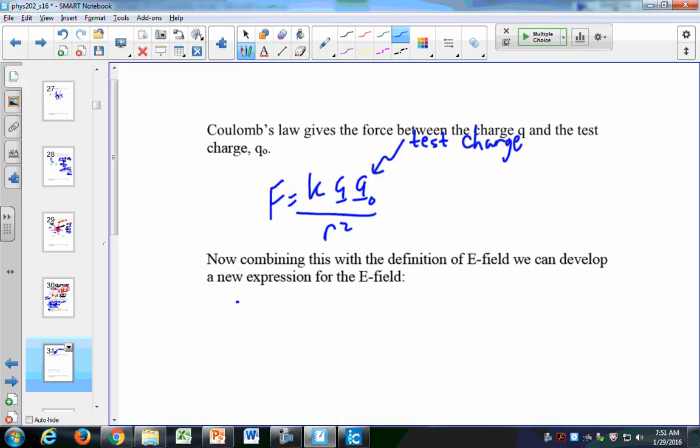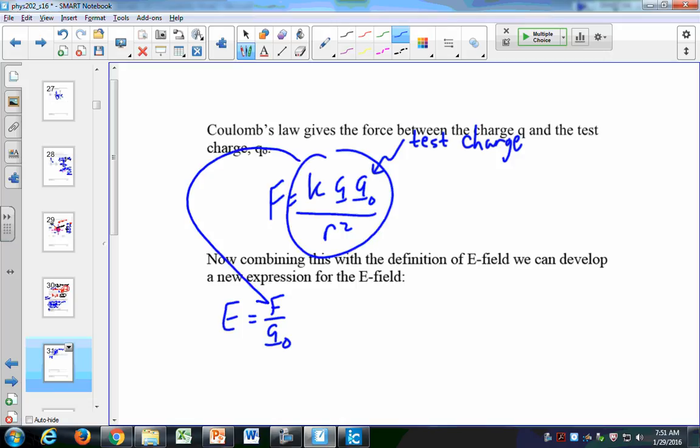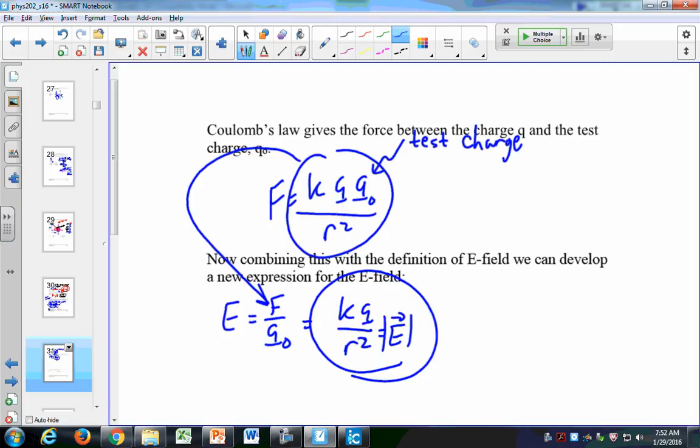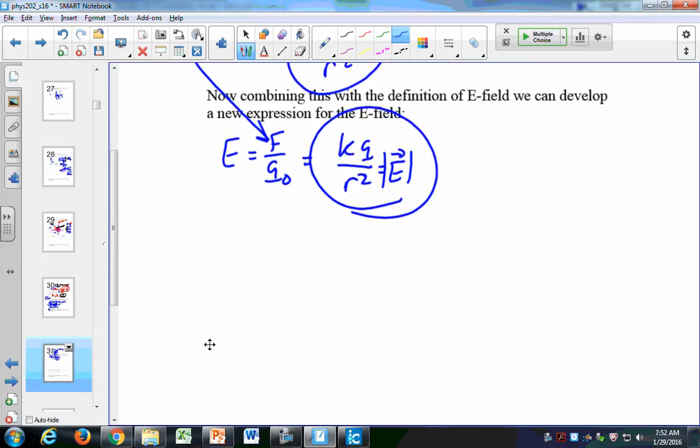Now, also remember that we define our electric field as the force per unit charge, Q naught. And so we can just combine these expressions, where I just take this and plug it in for F, and I get an expression for the electric field. And it looks like this is going to be KQ over R squared. So this is my electric field, or at least the magnitude of my electric field, KQ over R squared. That is on your equation sheet. We'll find the direction of the electric field.